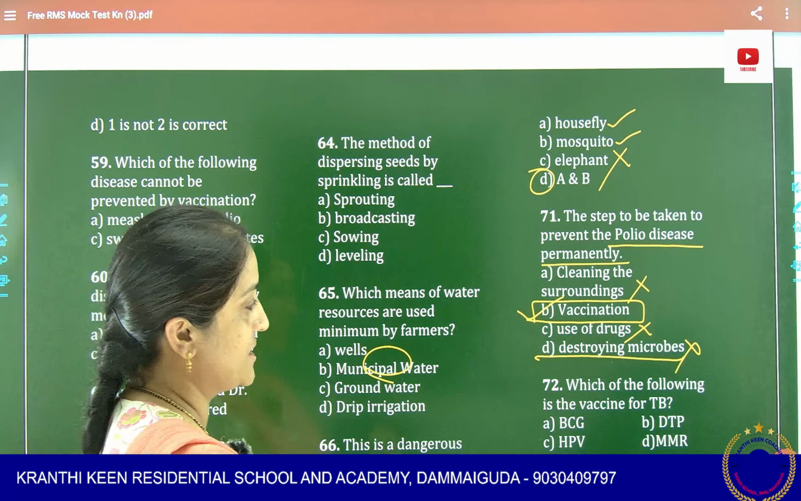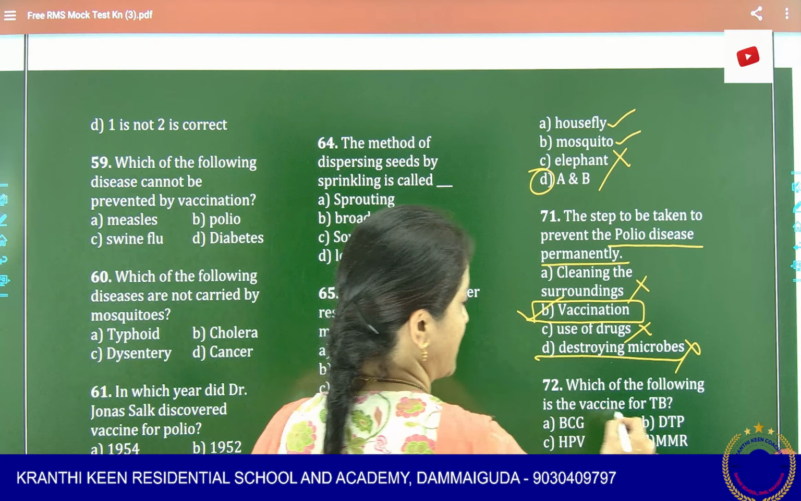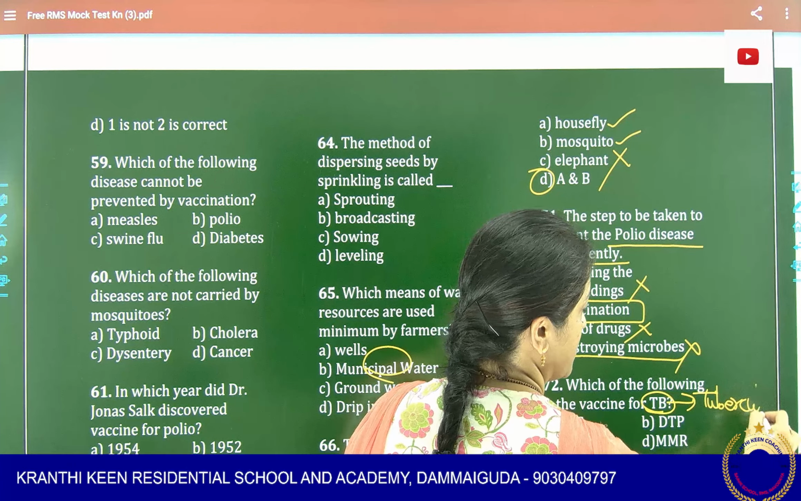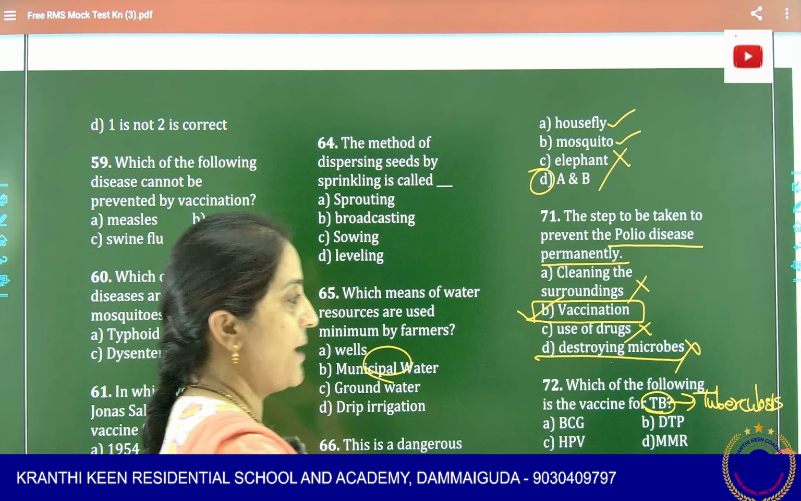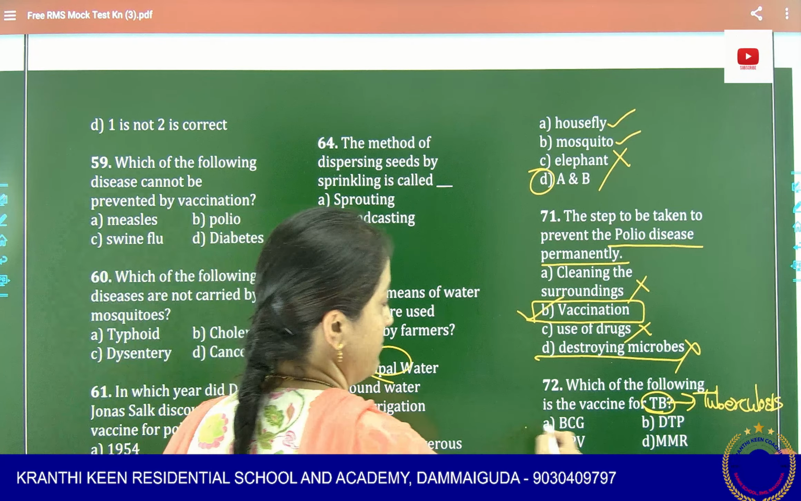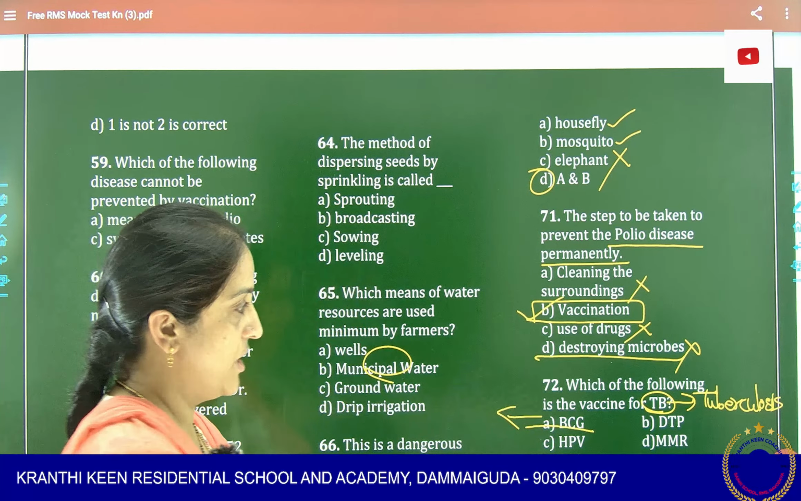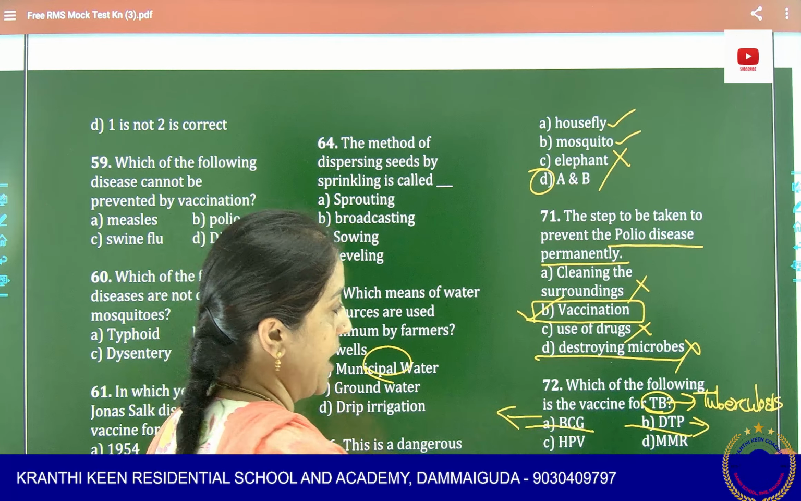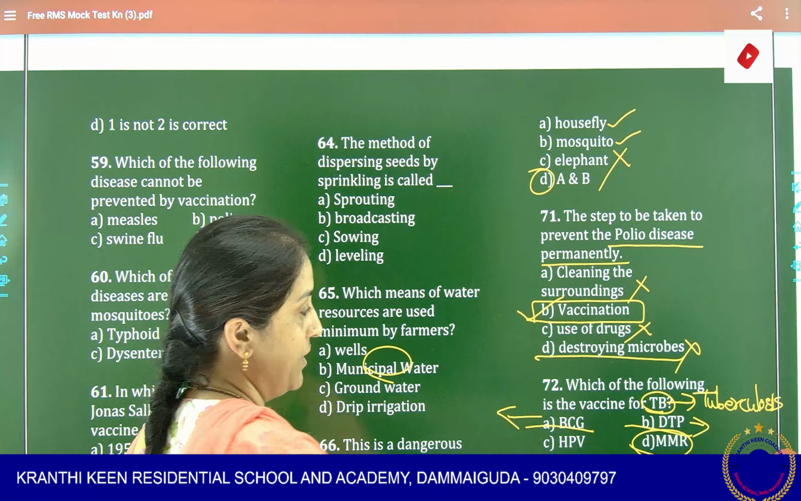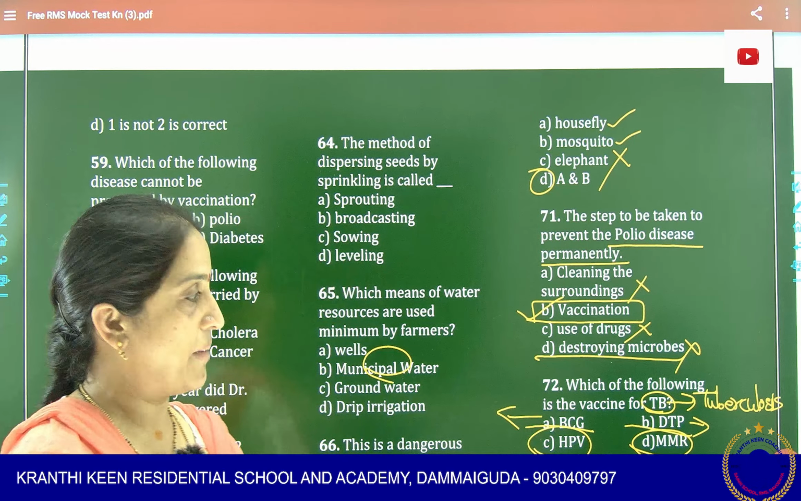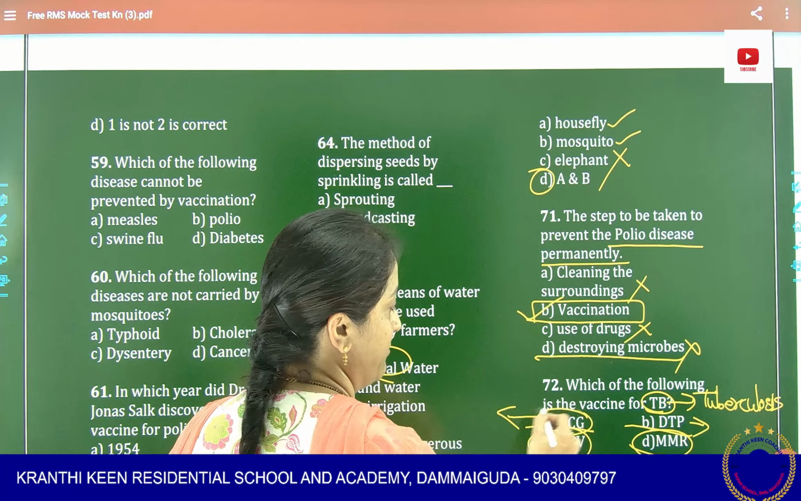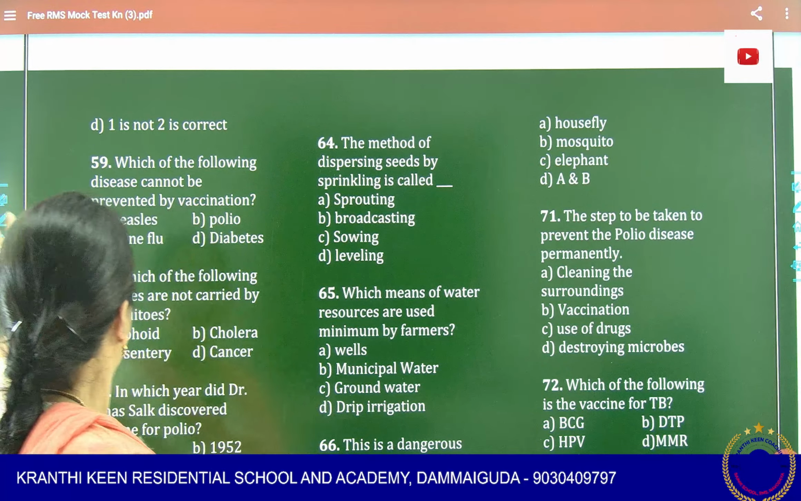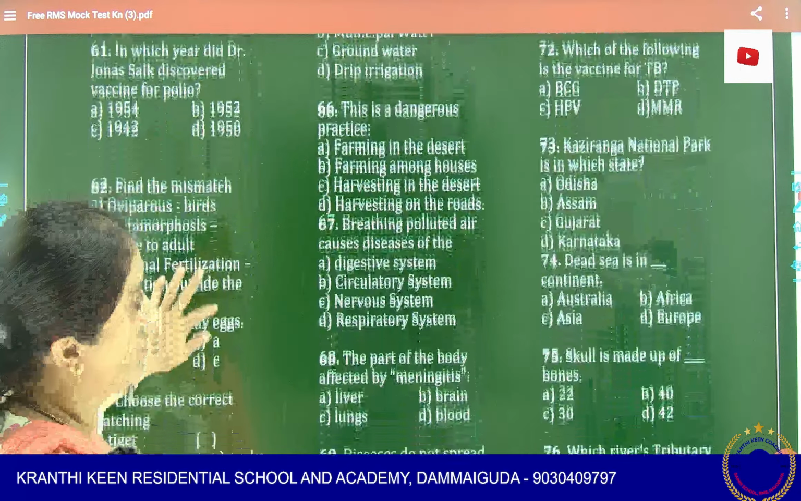Okay, next 72nd question. Which of the following is the vaccine for TB? TB is nothing but tuberculosis. It is a bacterial disease. Okay. So BCG, which stands for Bacillus Calmette-Guerin, whereas DTP stands for diphtheria, tetanus and pertussis. MMR, measles, mumps and rubella, whereas HPV is human papillomavirus. So BCG is the vaccine to prevent tuberculosis, which is a bacterial disease. Next, going to 73rd question.